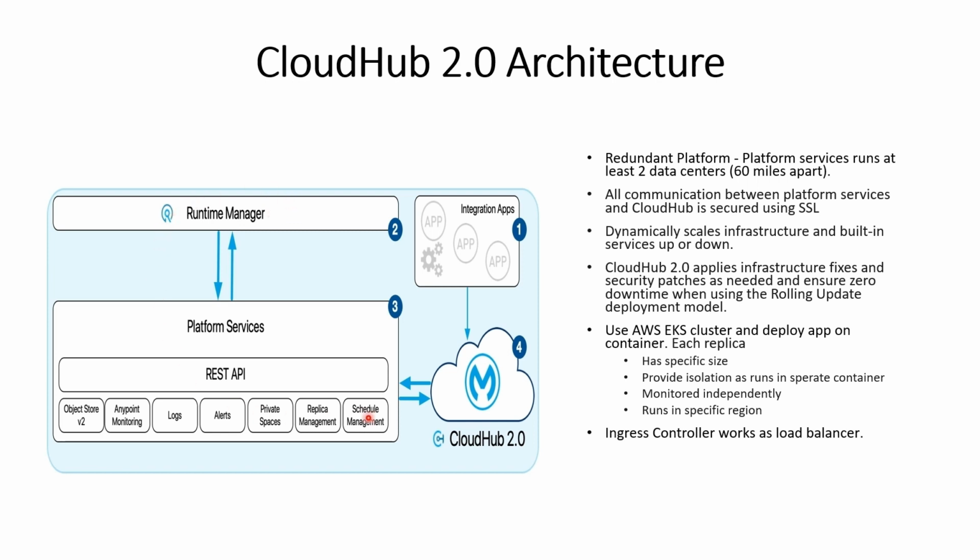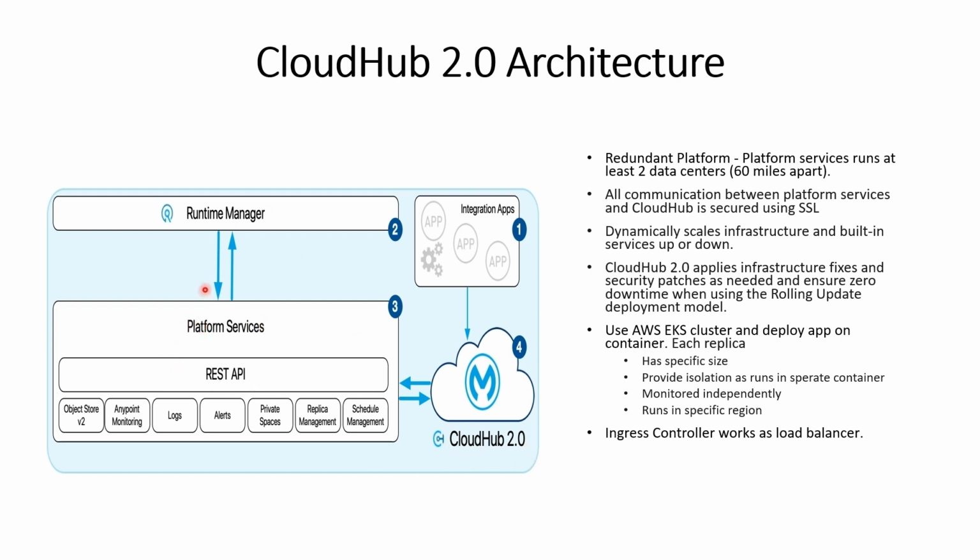Here is the CloudHub 2.0 architecture diagram. CloudHub 2.0 has two parts, the control plane and the runtime plane. We develop the integration apps and APIs that will be deployed on CloudHub 2.0. We use the Runtime Manager UI to configure and to deploy the Mule application on CloudHub 2.0.